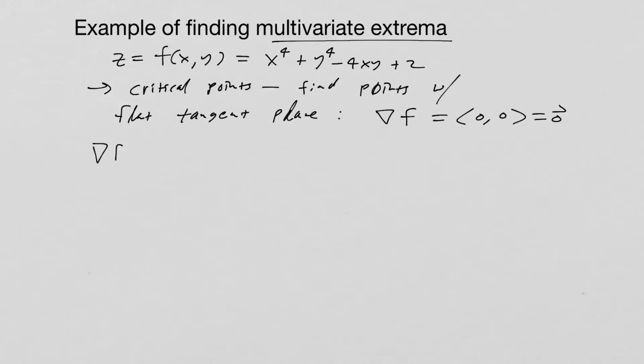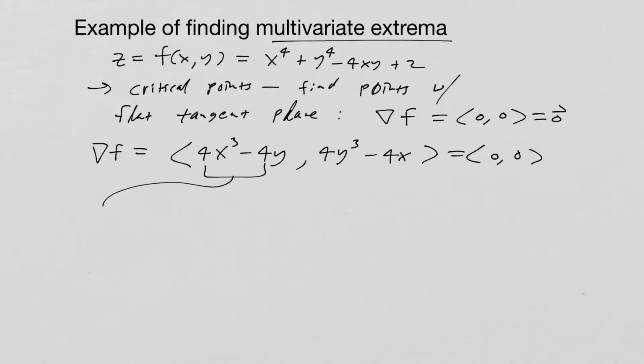First, we have to take that gradient vector, and we're going to get 4x cubed minus 4y, and then we take the y derivative, and we're going to get 4y cubed minus 4x, and that's going to be equal to 0, 0. I can separate these out into single equations, and we're going to get clearly x cubed equals y, and for this one, y cubed equals x.